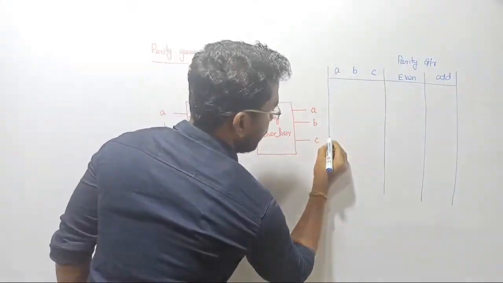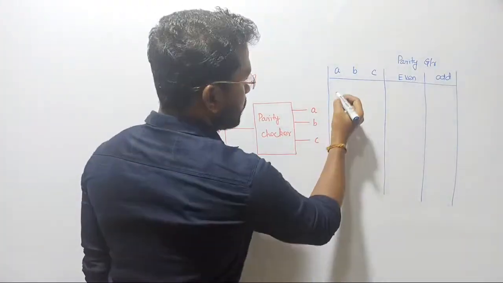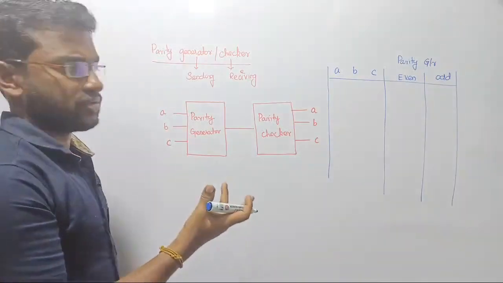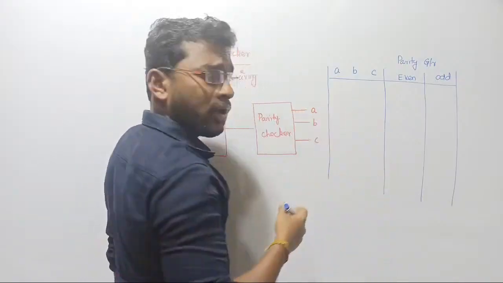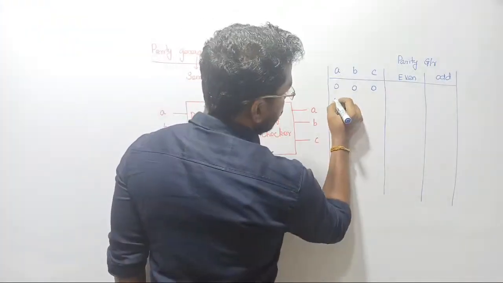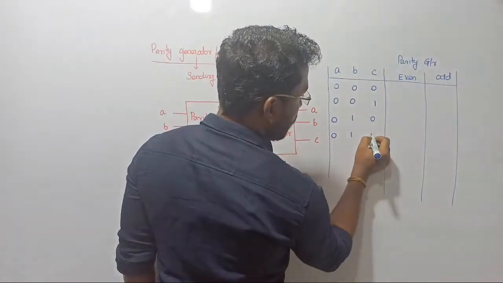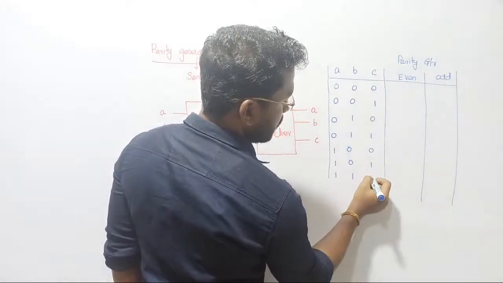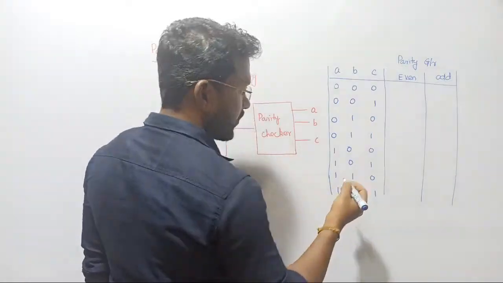So the thing is, we are going to pass three inputs from the sending end. If I consider three boolean variables, if you want to use capital letters you can; just for an example, I took small letters. Now there are 8 combinations possible: 0 0 0, 0 0 1, 0 1 0, 0 1 1, 1 0 0, 1 0 1, 1 1 0, and 1 1 1. Clear? Yes. So these are the things that we are going to consider.